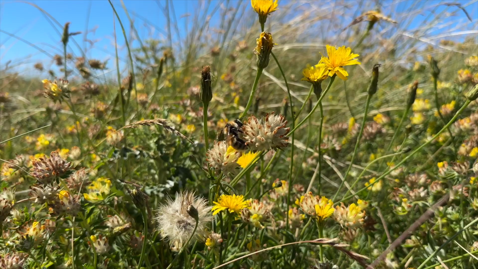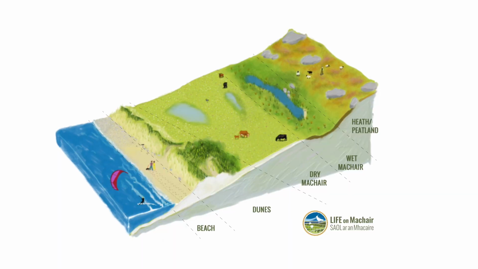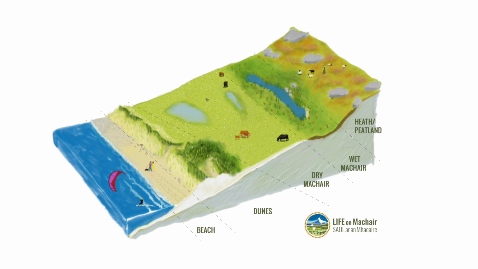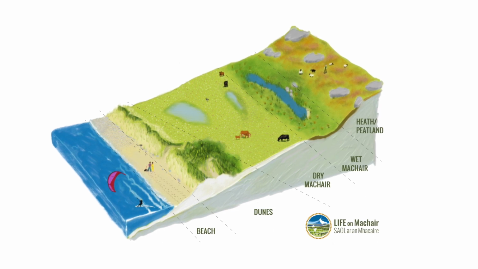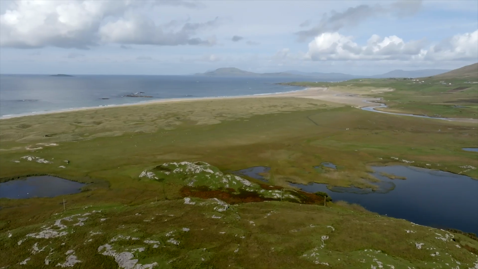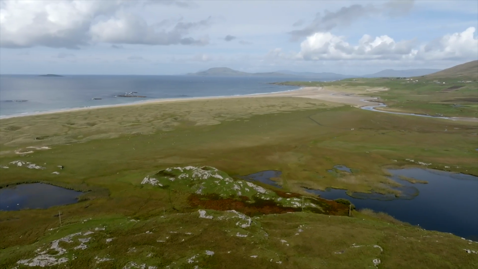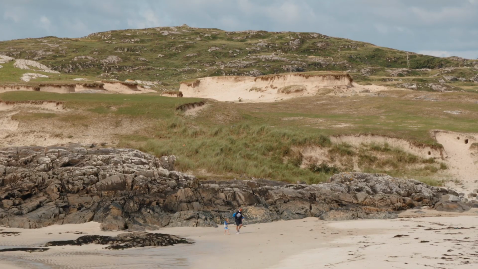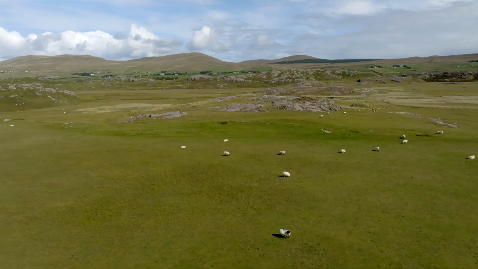Each Machair system comprises an array of habitats: embryonic dunes, fixed dunes and Machair grassland, lagoons, lakes and wetlands, all generally backed by peatlands. How they develop over time leads to an apparently seamless mosaic. Understanding the connections between each part of the system is critical to understanding their future.